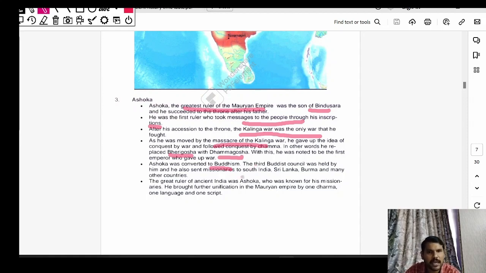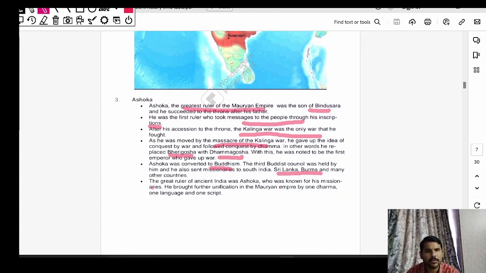The Buddhist councils, and he also sent missionaries to Sri Lanka, Burma, etc., all over, and that's why even today you see that in Sri Lanka and Burma, etc., Buddhism is quite famous. He even sent his daughter also to spread Buddhism in the rest of the world.